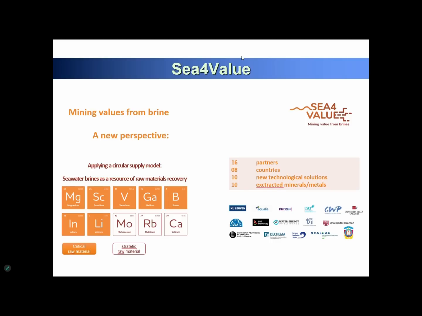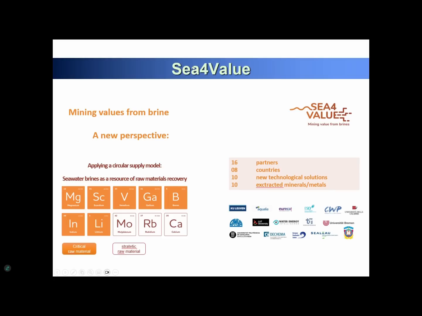There are many people trying to extract these salt ions. For example, the SEA4VALUE project from Europe. Also, there are several more projects from Saudi Arabia, like SWA, the Saudi Water Authority, also NEOM City, and there are several places that try to extract the sea salt together with the seawater desalination plant.